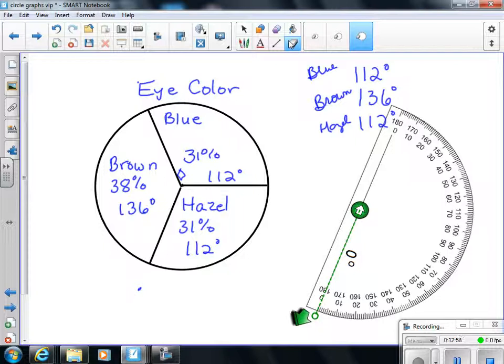First, we had to collect our data. Then we calculated our percents. Then we calculated our degrees. And then we drew it onto our graph. Are there any questions?